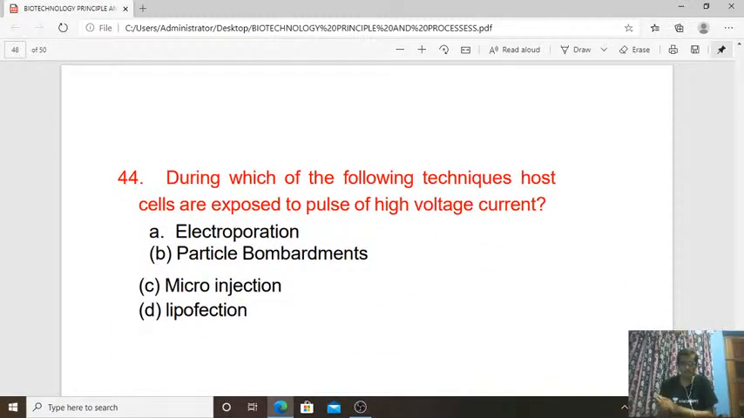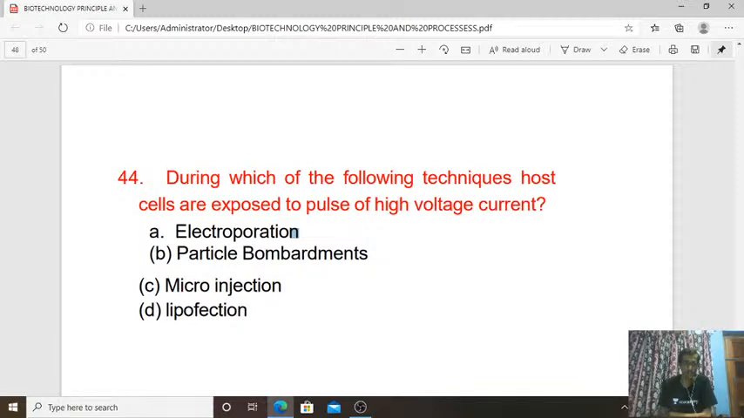And 44. During which of the following techniques, the technical aspects of biotechnology, are host cells exposed to pulse of high voltage current? Electroporation, particle bombardment, microinjection, liposuction. So the 44th question answer is electroporation. It is one method of gene introduction. In electroporation the host cell is exposed to a pulse of high voltage current. That is electroporation, not particle bombardment, microinjection, or liposuction. Here we use high voltage current in that technique to deliver the gene.